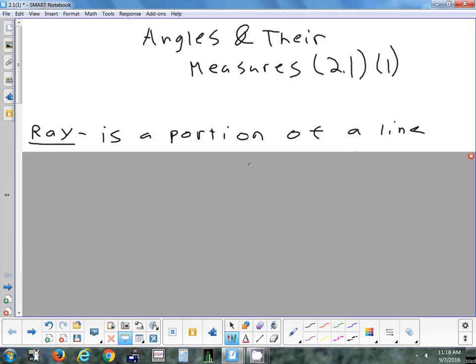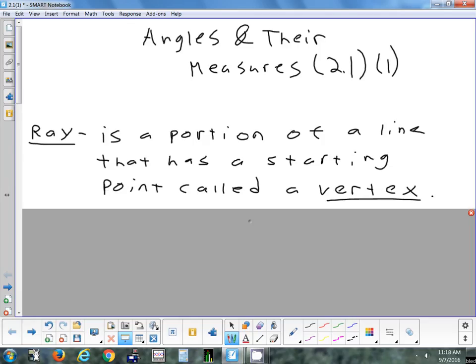Basically, angles are made up of two sides, and we call those sides rays. A ray is a portion of a line. It has a starting point called a vertex, and it continues in one direction forever.